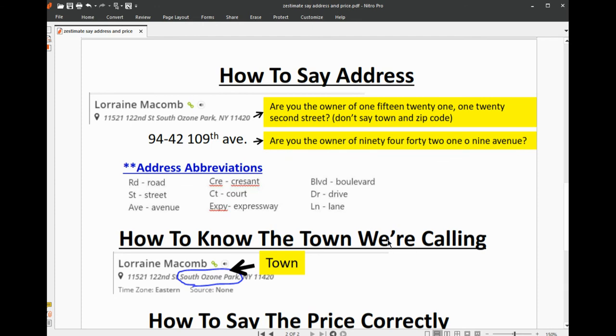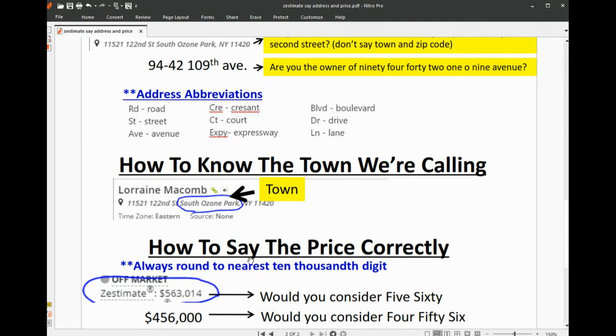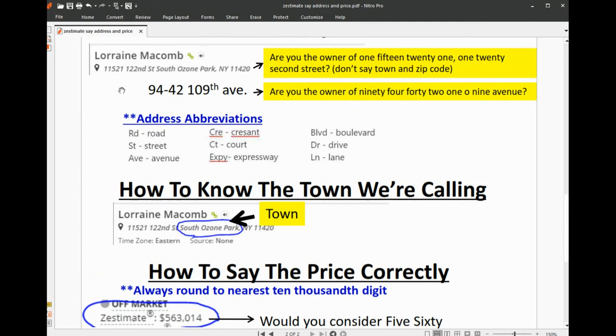Okay, we don't usually need to say out the address, but just in case, I want to give you guys this idea. And if you ever encounter situations where you forget about this, then you need to rewatch this video again. Okay, so now this is the town. Like I said, this will be the address that you will be seeing on the dialer. This is the name of the homeowner.